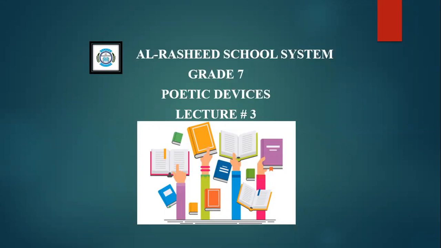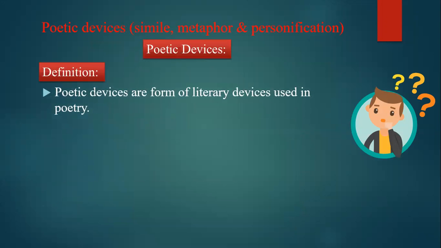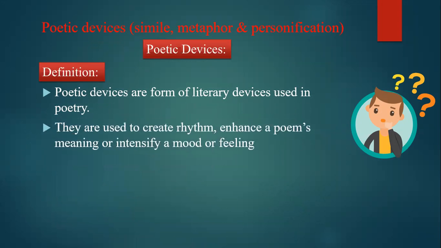Today we are going to learn poetic devices. This is our lecture number 3, okay? And let's see what the poetic devices are. Poetic devices are a form of literary devices used in poetry, okay? And they are used to create rhythm, enhance a poem's meaning or intensify a mood or feeling.